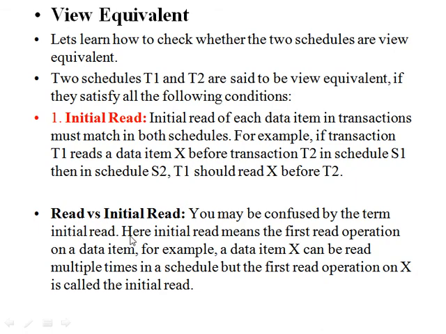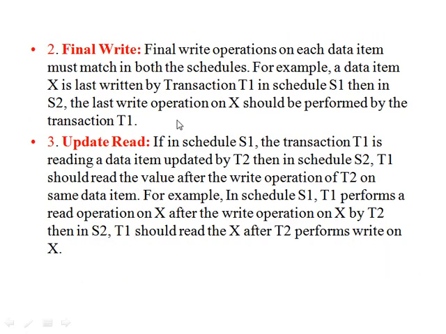This is the first condition. The next condition is final write. The final write operation on each data item must match in both schedules. For example, if a data item X is last written by transaction T1 in schedule S1, then in S2 the last write operation on X should also be performed by transaction T1. That is the second condition: final write operations on each data item must match in both schedules.